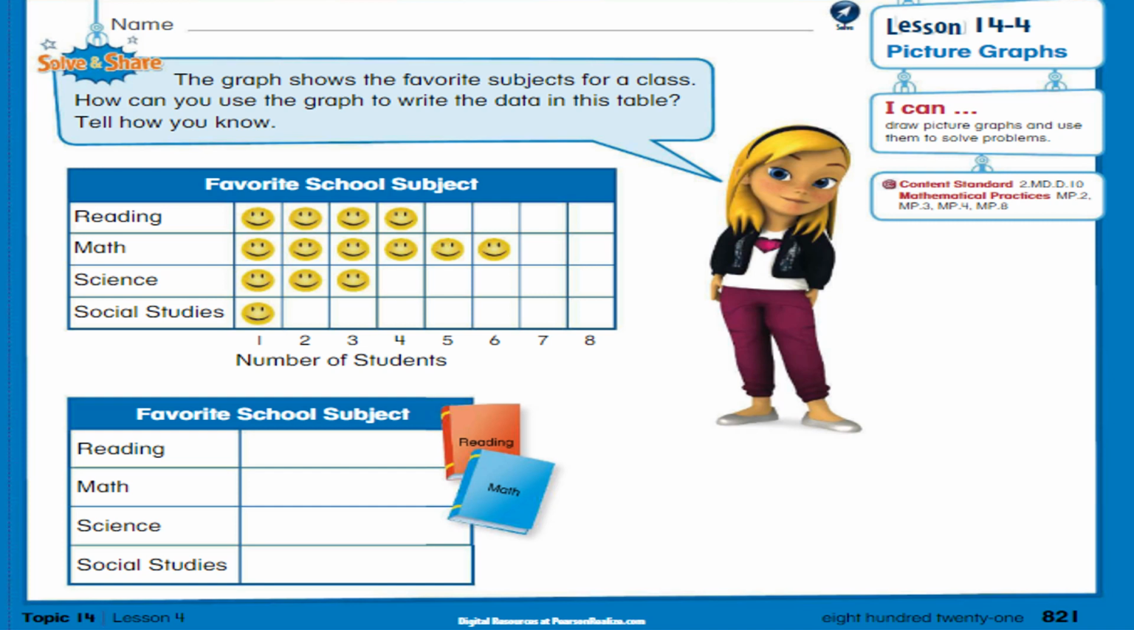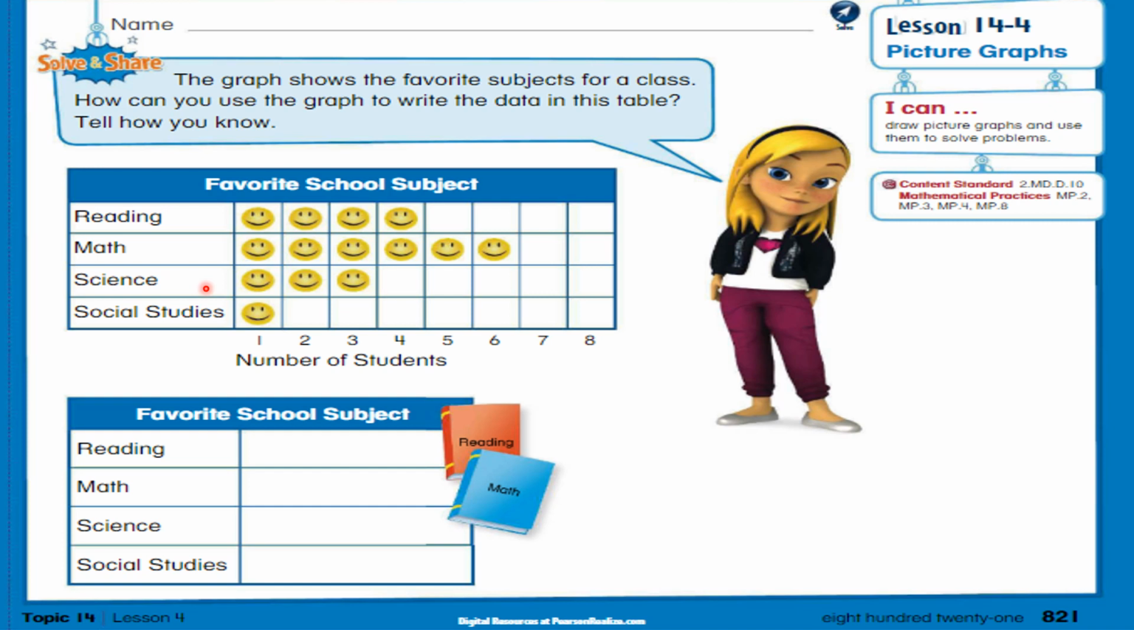Okay, so lesson 14.4 picture graphs, page number 821. The graph shows the favorite subject for a class. How can you use the graph to write the data in this table? Tell how you know. So one picture graph is given to us and one table is given to us, but there is no data displayed in the table. We have to write the data in the table by looking at the picture graph.